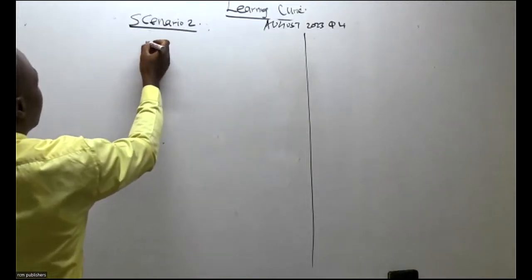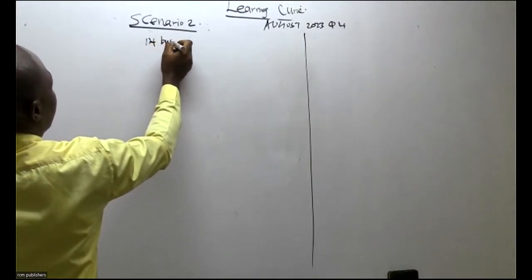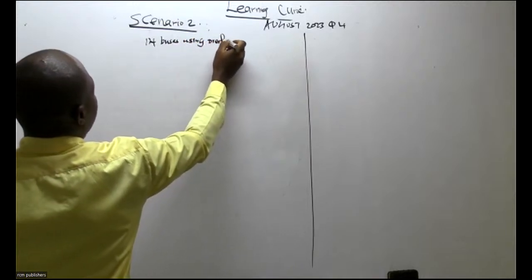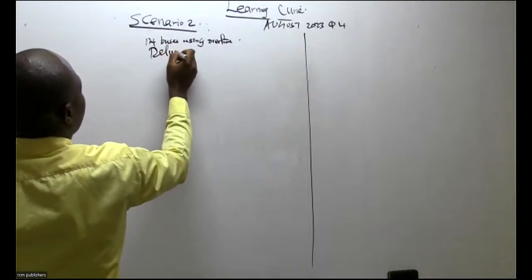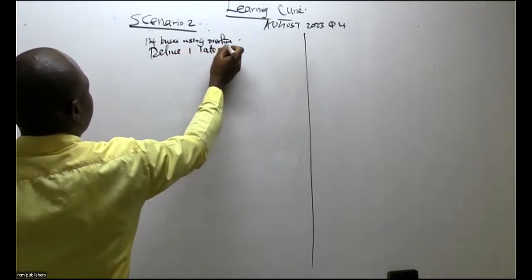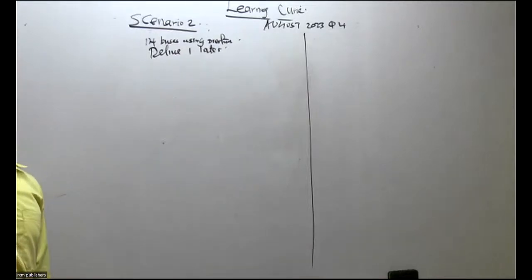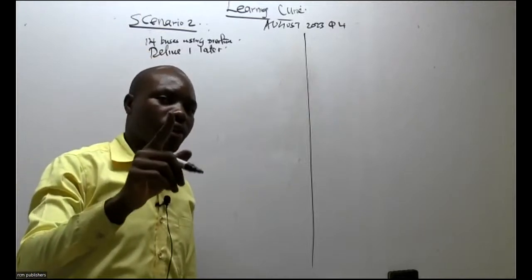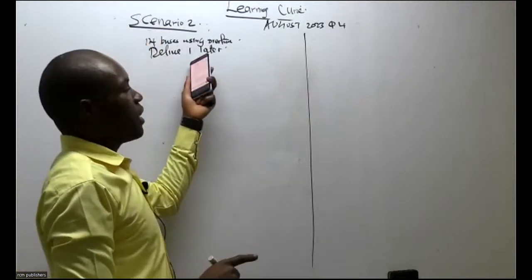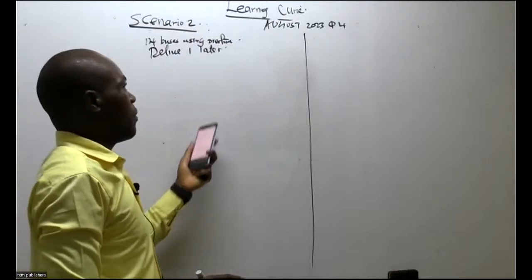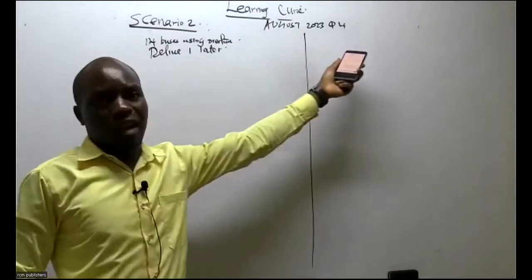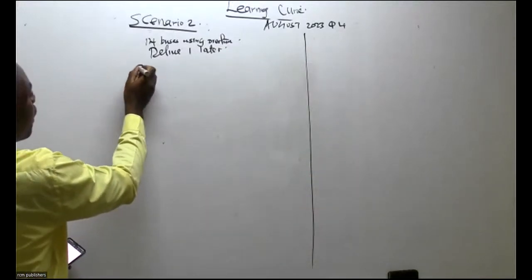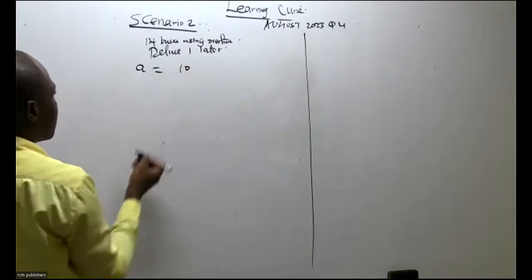We want to now produce 14 buses using overtime, then deliver 1 later. Late delivery of the buses leads to a penalty of 1.5 million per bus. So already we have the penalty here. It does not depend on the number of days. This penalty is already appearing. That is 1 mark gone. Now let's come. Our A does not change, it is 10.